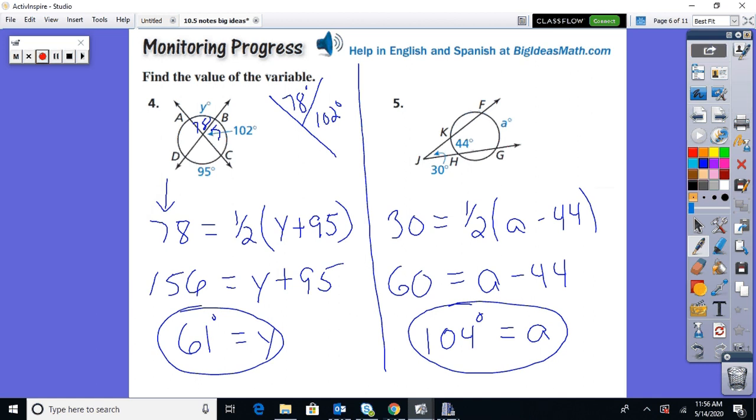So the easiest thing to do here is just double both sides when you're at this stage, times 2, times 2, then that gets rid of your fraction, and then subtract 95. Over here, 30, again, goes on the left, working it backwards, your variable, your larger arc, so put it first. And double both sides again first, and then add 44, and whoop, there it is.